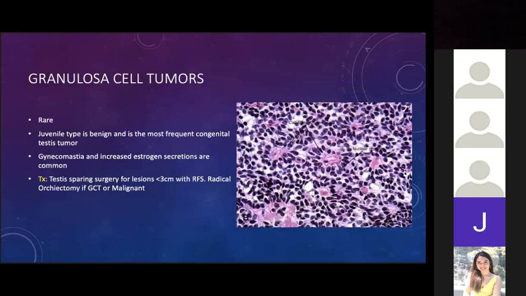For your granulosa cell tumors, it is rare, and a juvenile type is benign and is the most frequent congenital testis tumor. And gynecomastia and increased estrogen secretions are common, and treatment includes testis sparing surgery for lesions of less than 3 cm with rush frozen section and radical orchiectomy if GCT or malignant.